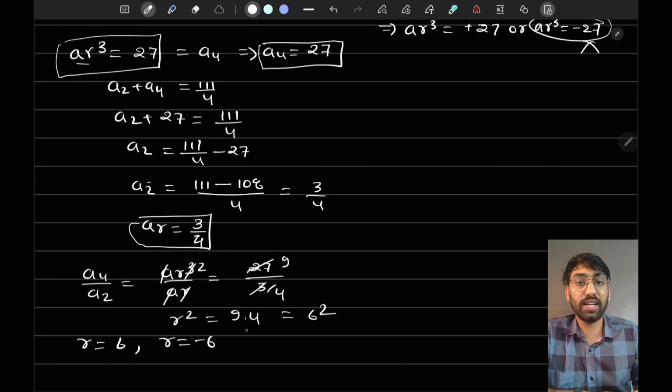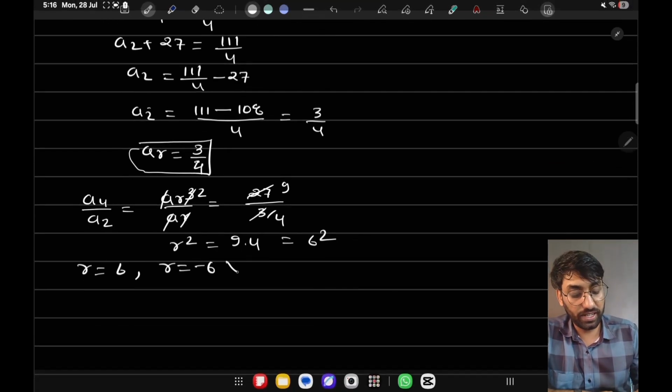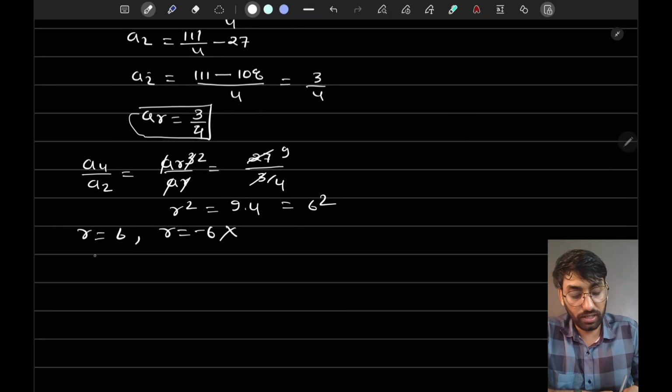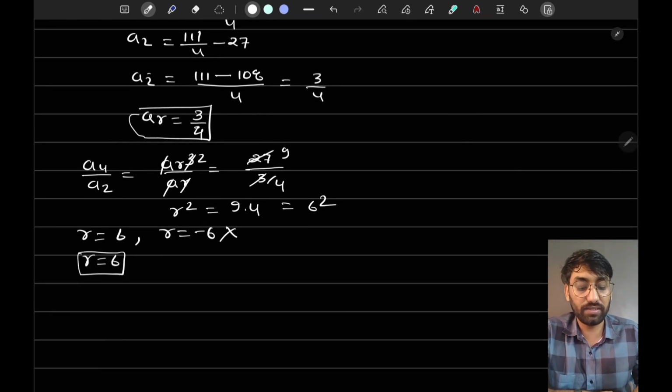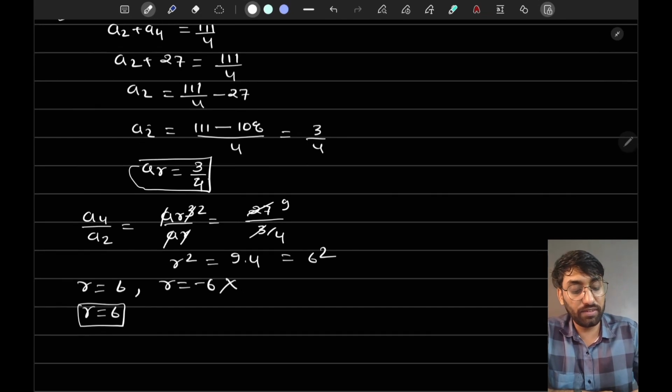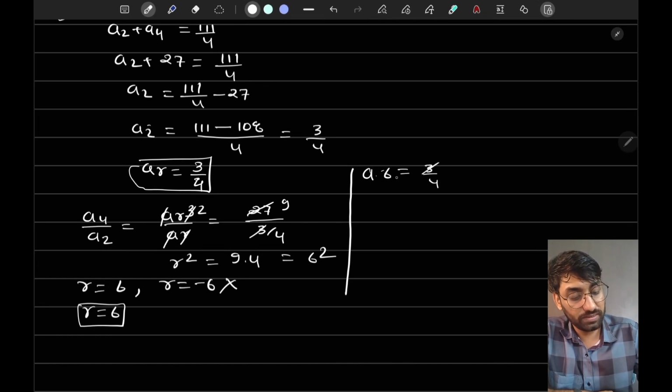But again they are saying that it's a sequence of increasing positive terms. So R we cannot take as minus 6. So I will get the value of R as 6. Correct? Now I am having the value of R and AR equal to 3 by 4. So in this case, A into 6, R value is 6, equal to 3 by 4. It means this will go 2 times. So A equal to 1 by 8 I am having. Now A value I am having, R value I am having 6.